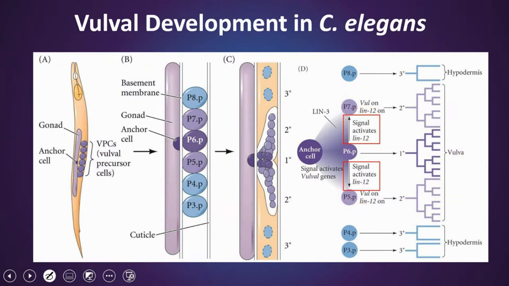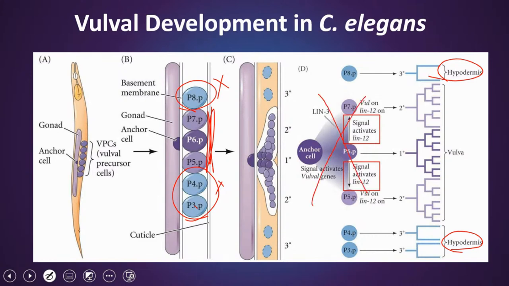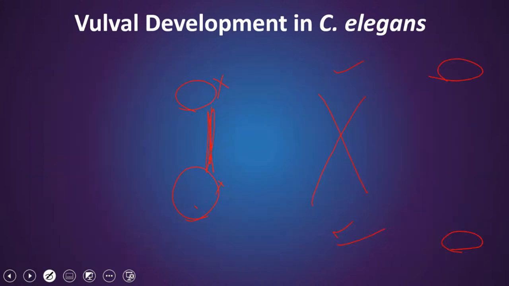What happens to the other vulval precursor cells? If the 3 are already present, then they are no use. They will end up forming tertiary fate, which is hypodermis. But then, if these are not present, by some reason they are killed off, then they will take over the vulva formation. Okay? So now can you try answering?